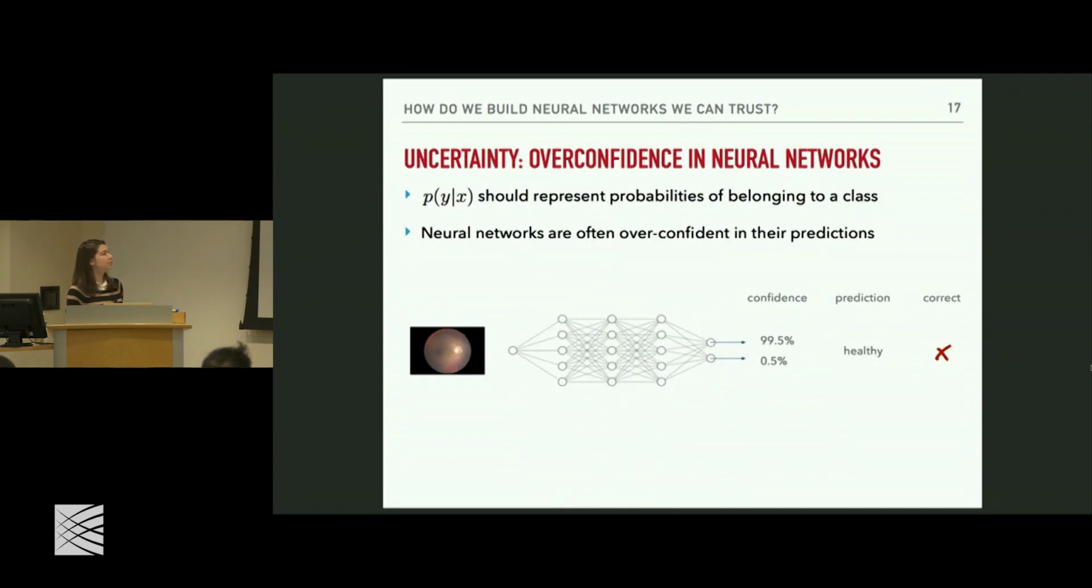However, in practice, deep neural networks are extremely overconfident, and this P of y given x, the softmax probabilities, are not the actual probabilities of belonging to a particular class. And this may be very dangerous in the case of the example I talked about in the beginning. When we have automated diagnosis, if the model cannot signal that it's not able to make a reliable prediction, we cannot fully trust it in decision making when the mistakes are very costly.